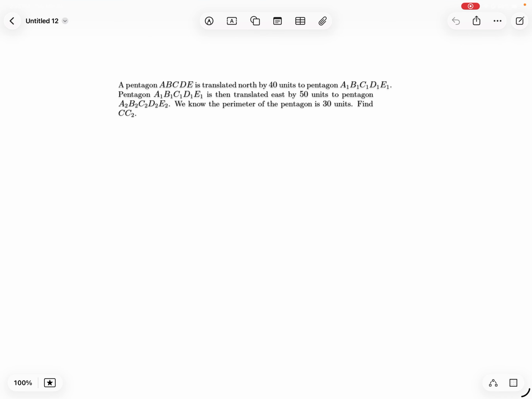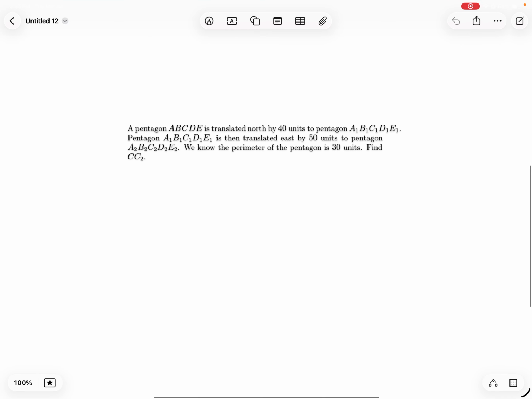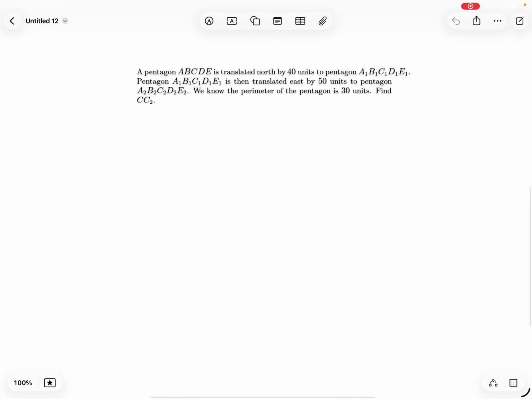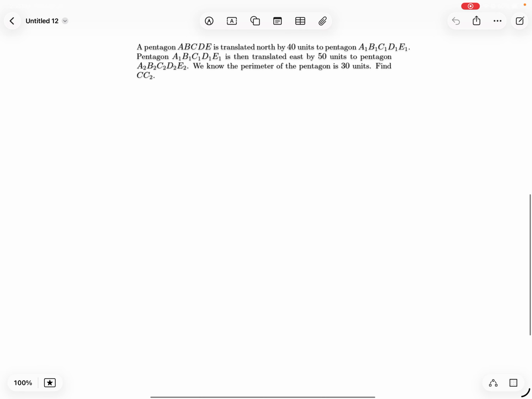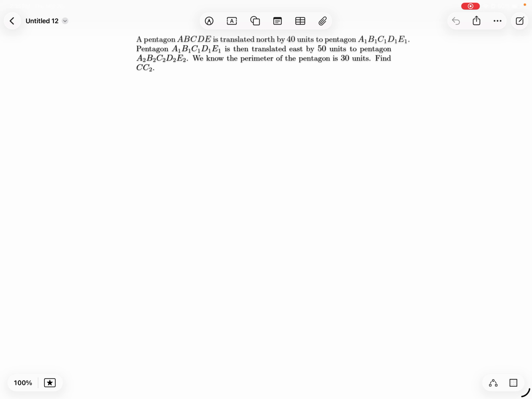Now, it's important to consider that with translations, you are not changing the area or the volume or any of the side lengths. All of that remains the same whenever you translate a figure. So that's a central principle of translations that you must remember.